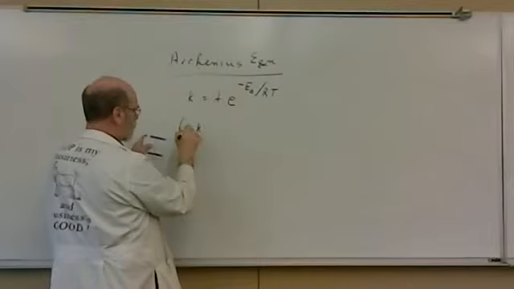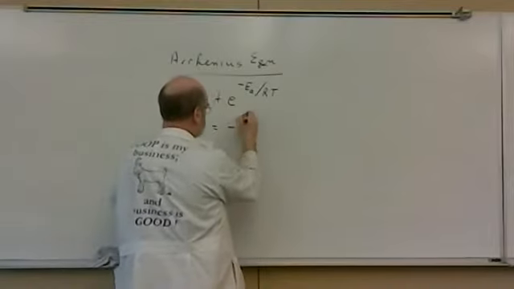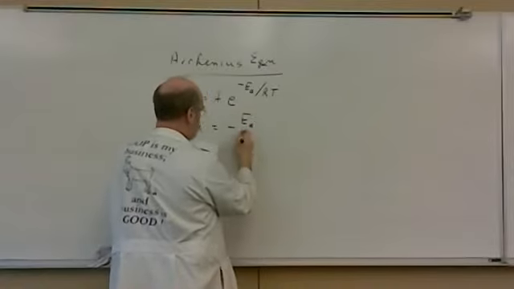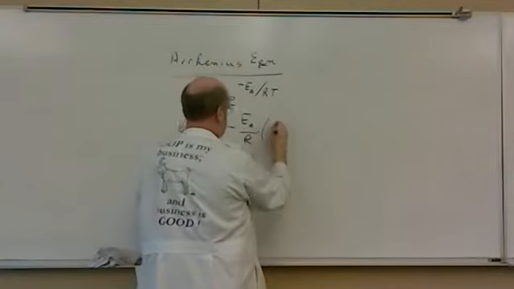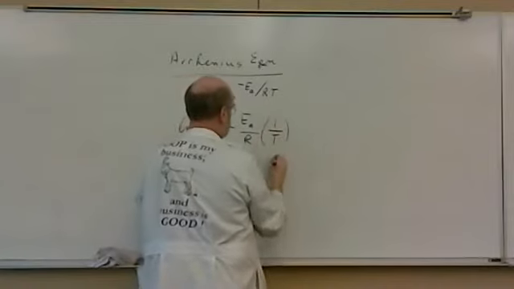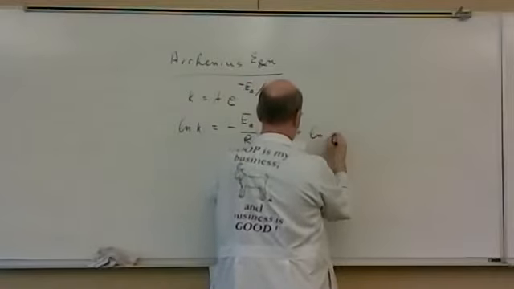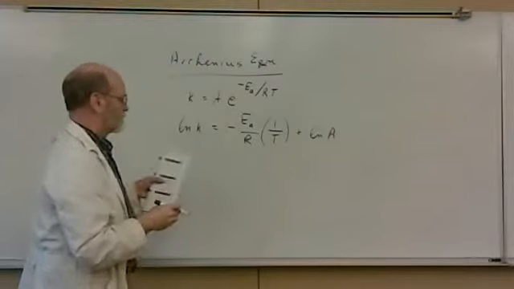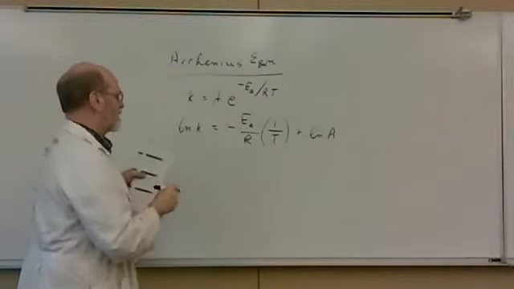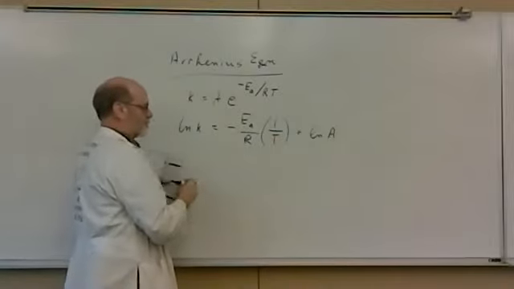Natural log of K is equal to minus E sub A divided by R, times the inverse of T, plus the log of A. I don't know if that's what we want. So how do we get this one?